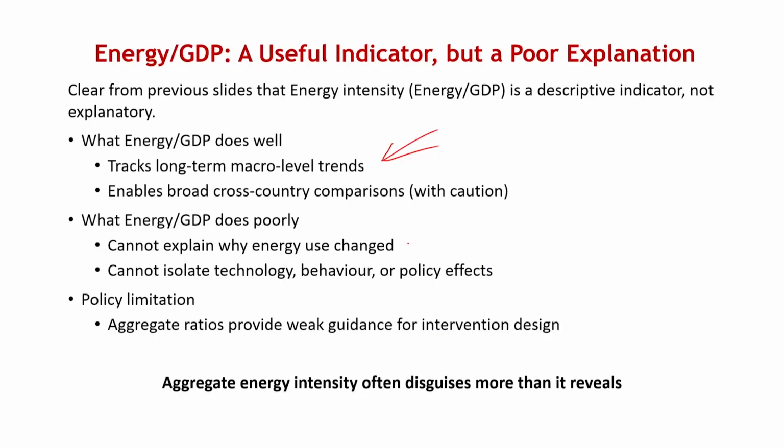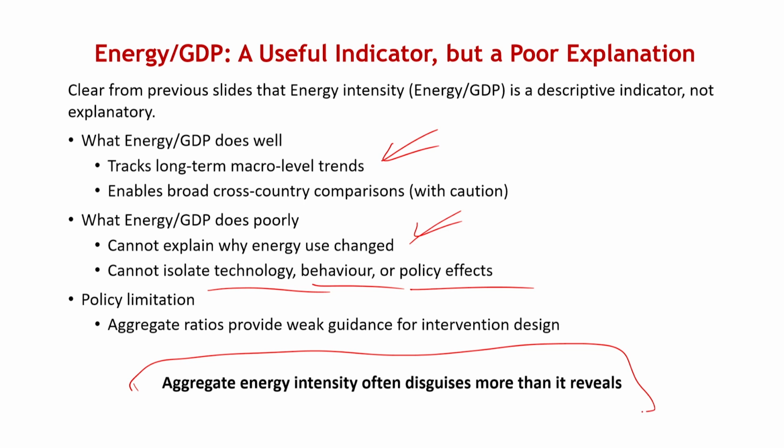What it does poorly is that it cannot explain why energy usage has changed. Because we have not gone into sectoral analysis here, it cannot isolate technology, it cannot isolate behavior, it cannot isolate policy effects. So it's a very poor indicator from that perspective. Overall, aggregate energy intensity often disguises more than it reveals, and that's why it's a parameter which should be avoided in a real scientific comparison mode.